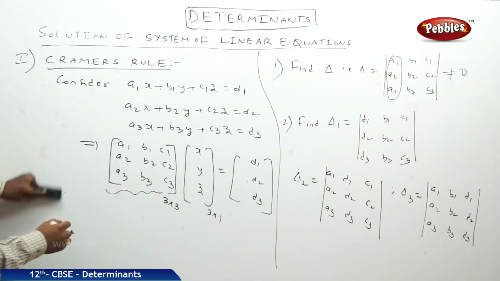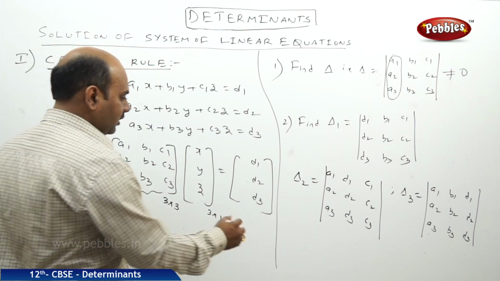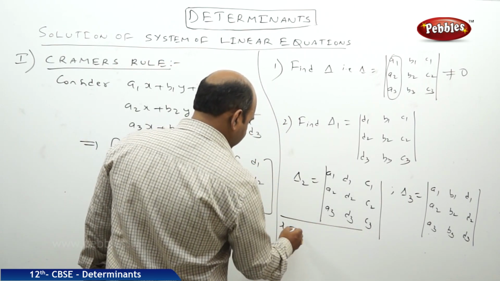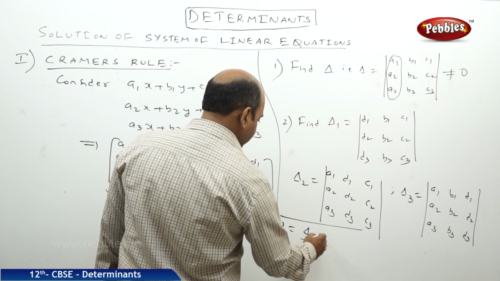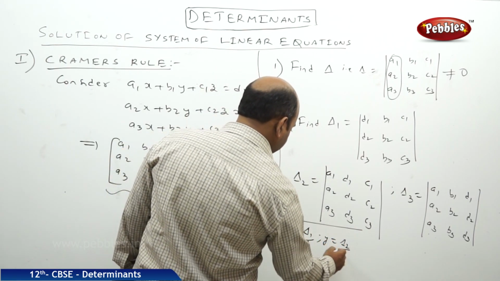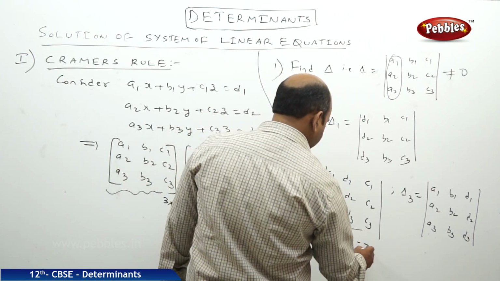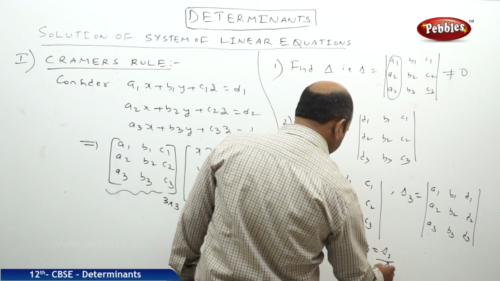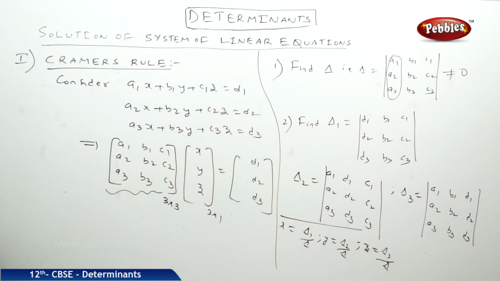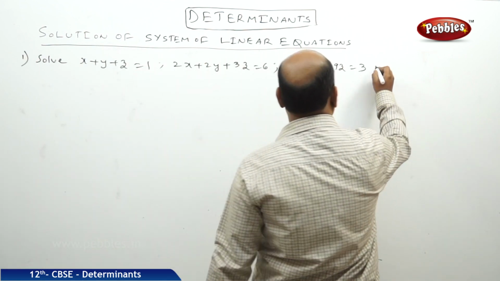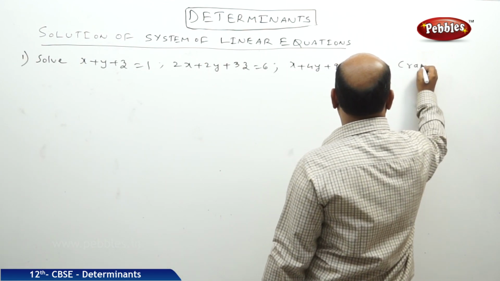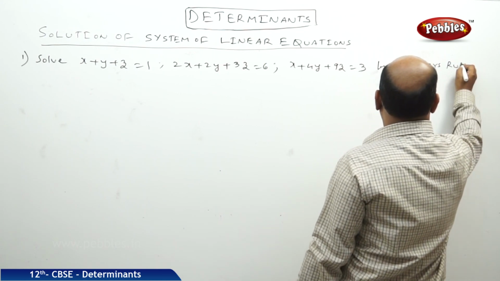Now we need to find the values of x, y, z. Here I am telling you x is nothing but delta 1 by delta, y is nothing but delta 2 by delta, and z is nothing but delta 3 by delta. This is the standard procedure of our Cramer's rule. We shall start doing problems. Now we shall be solving the system of three equations by Cramer's rule.